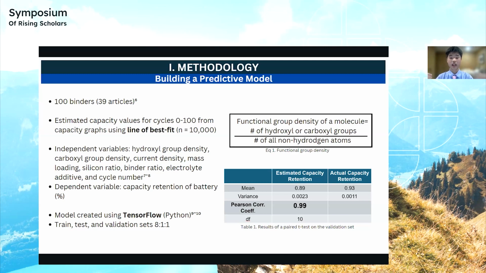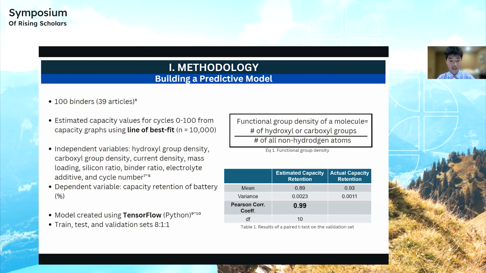This is because these are novel independent variables that I created for the purpose of quantifying the amount of hydroxyl or carboxyl groups present within a molecule. This independent variable can be calculated with equation 1 by considering the amount of hydroxyl and carboxyl groups with the amount of non-hydrogen atoms within the molecule. The dependent variable I used was the capacity retention of a battery measured as a percent.